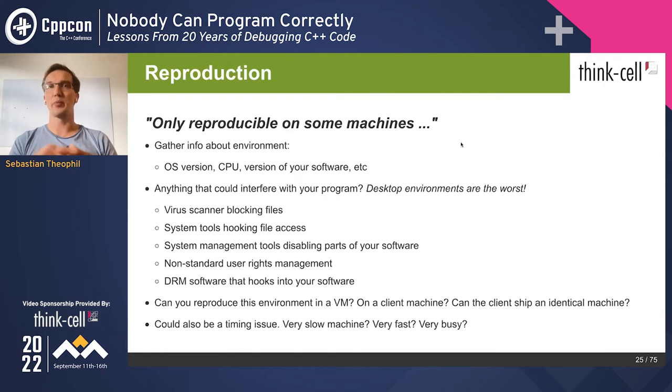Now, if a bug is only reproducible on some machines, on the other hand, then it's a good assumption that this has something to do with those specific machines, with their environment, their operating system version, their CPUs, the version of your software, the version of other software packages that are installed. So you should collect all the data about the environment that you can, anything that could interfere with your program.